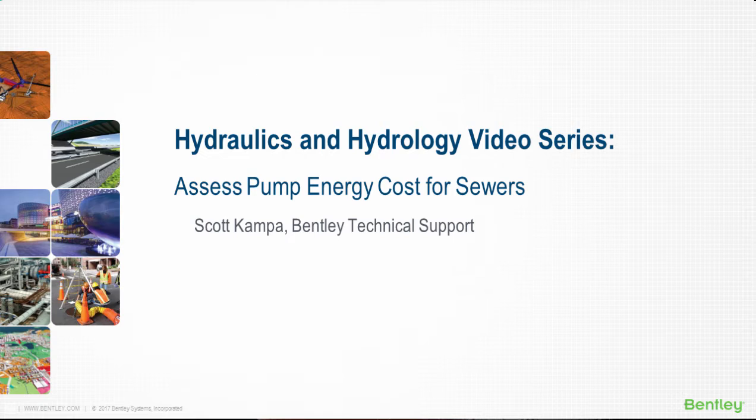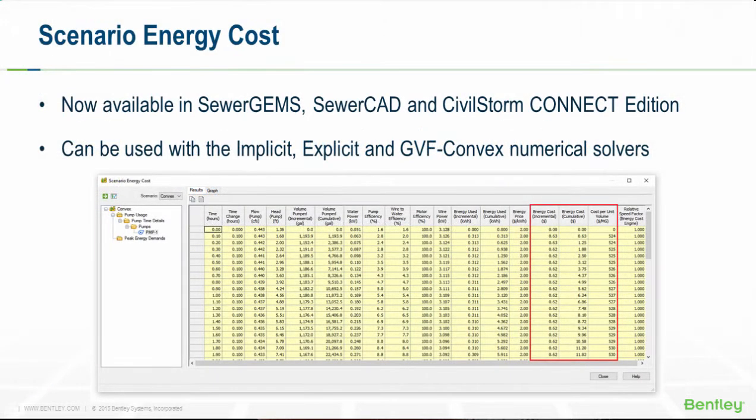Are you interested in calculating the scenario energy costs for the pressure subnetworks in your pressure sewer system? The scenario energy cost feature will do just that. It is available in the implicit and explicit solvers with SewerGEMS and CivilStorm, as well as the GVF convex solver that is included with SewerGEMS and SewerCAD. This video will briefly walk through the steps involved in setting this up.